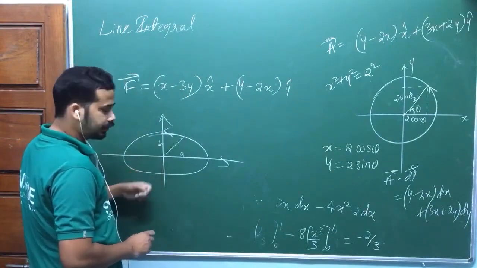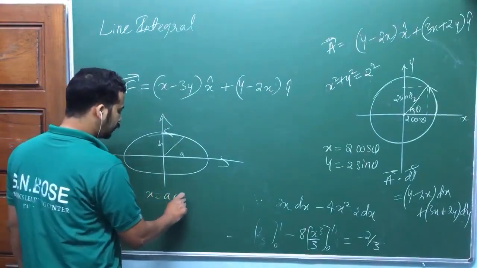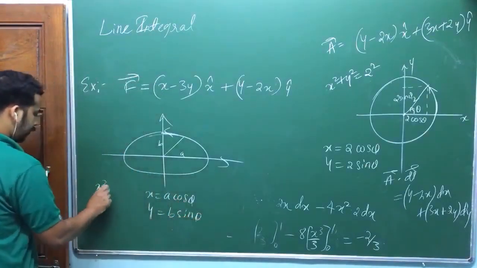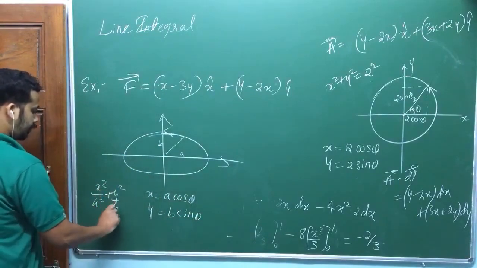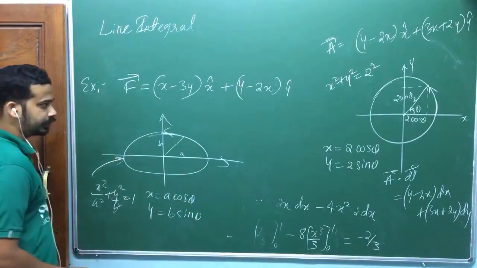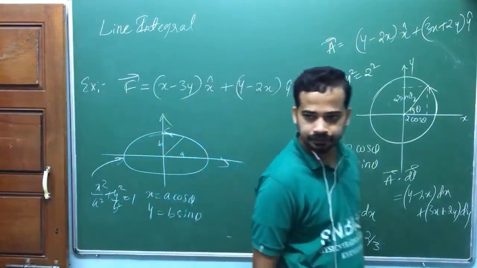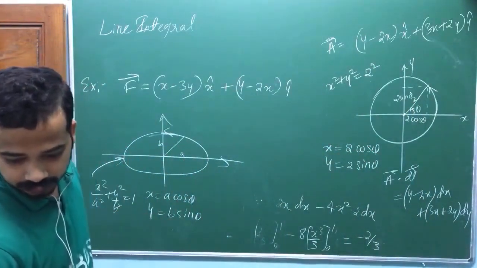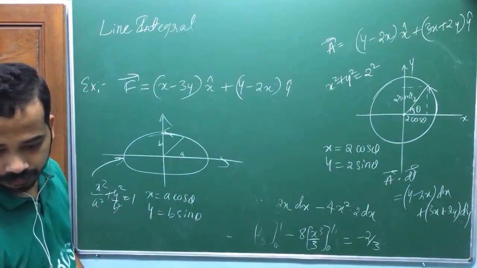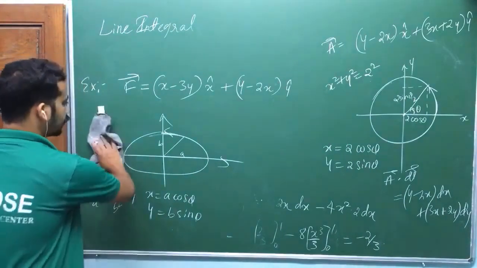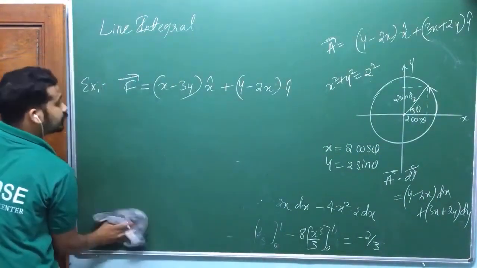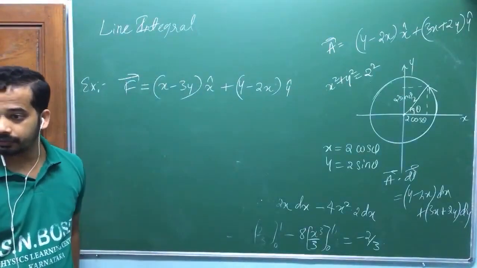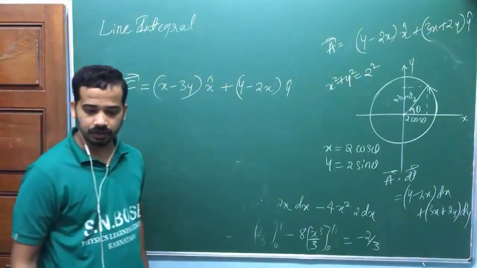How do you write the parametric equation here? x equals a cos theta, y equals b sin theta, so that x squared by a squared plus y squared by b squared equals 1. That is the equation of this ellipse, isn't it? But in the question, he has given the parametric equation also. I was just checking whether you know this idea or not. In some other question, he may define the ellipse with major axis and minor axis, and he may ask you to do the circulation.